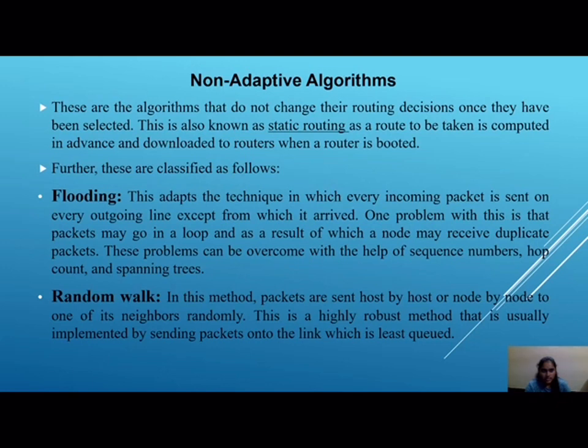This adopts the technique in which every incoming packet is sent on every outgoing line except the one from which it arrived. One problem with this is that packets may go in a loop, as a result of which a node may receive duplicate packets. These problems can be overcome with the help of sequence numbers, hop count, and spanning trees. Random walk. In this method, packets are sent host by host or node by node to one of its neighbors randomly. This is a highly robust method that is usually implemented by sending packets onto the link which is least queued.